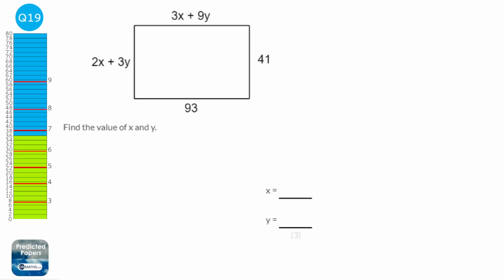Something we know about rectangles is opposite sides are equal. So these two will be equal.